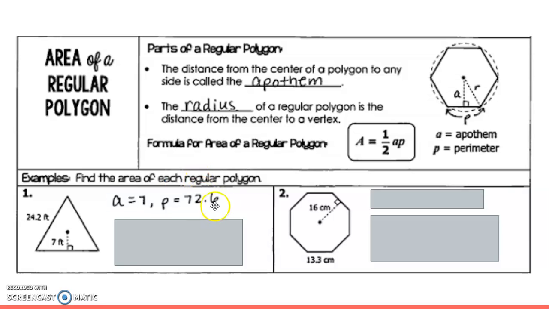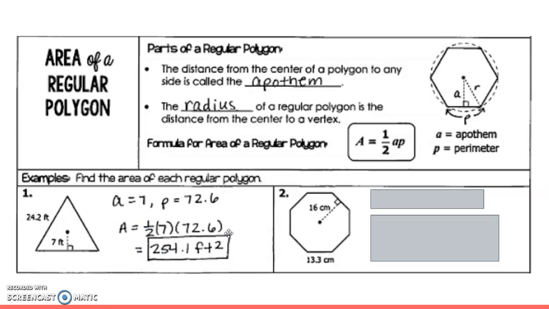So the first thing is that apothem is 7, so that's from the center of our triangle to the edge. And then our perimeter is taking our outside length and just adding it 3 times, or we could do 24.2 times 3, and that gets us our perimeter of 72.6. Then we're going to plug that into our formula, and we'll find the area of our triangle. This also works with other polygons.